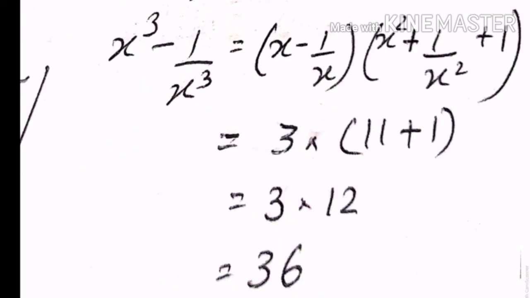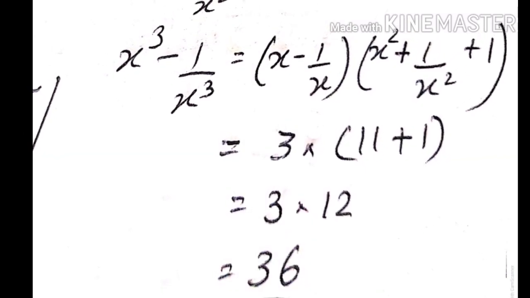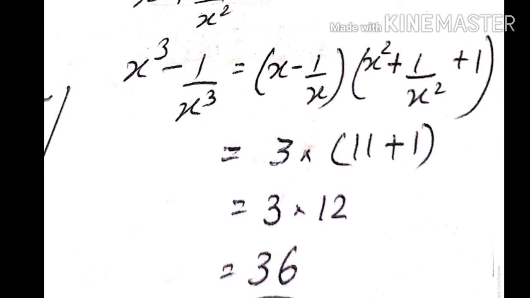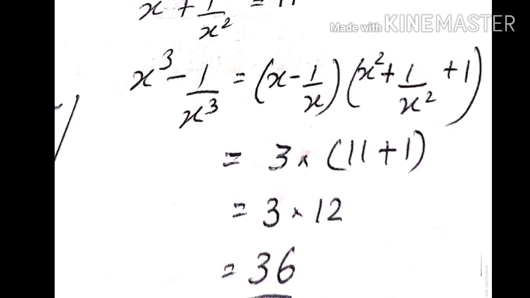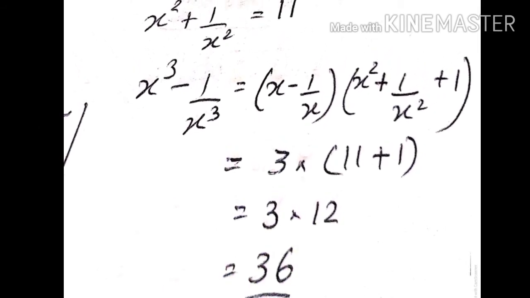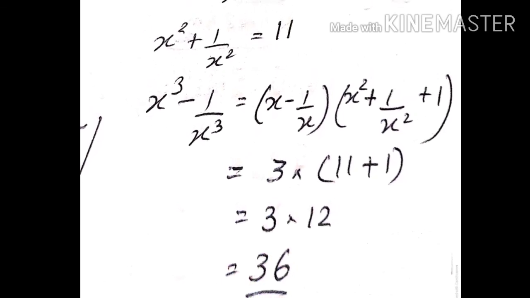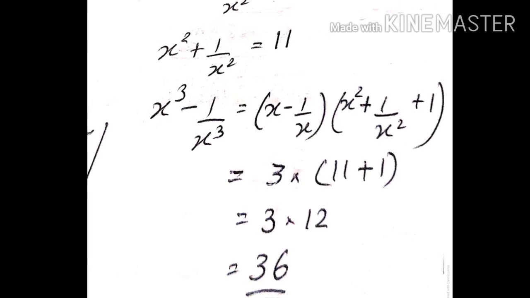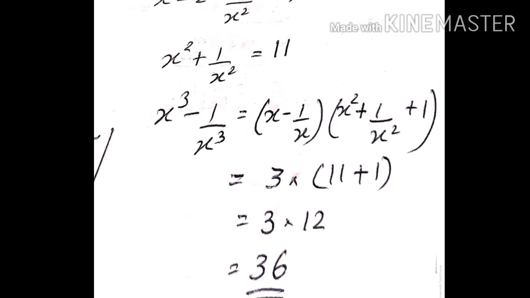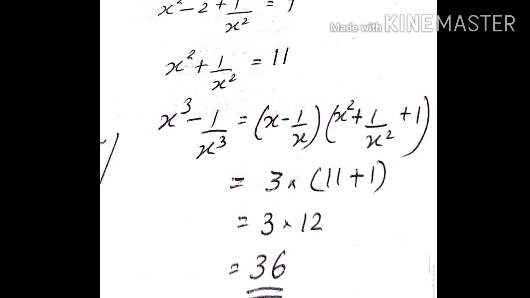Now x cube minus 1 by x cube expansion is like a minus b, then a square plus a into b plus b square kind of. So that way I have expanded it, and I have placed the values, like x minus 1 by x is 3, and then x square plus 1 by x square we found 11. 11 plus 1 becomes 12, and 12 threes become 36. So the answer of our find the value type of question is 36.